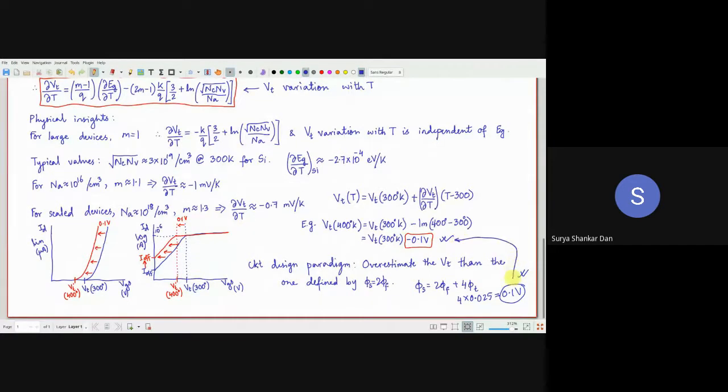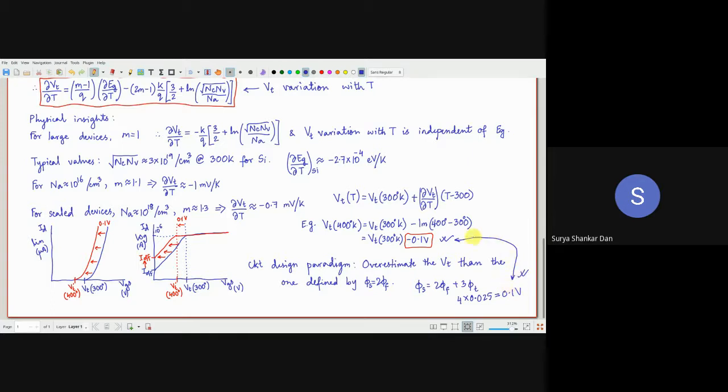Can you connect the dots now? This is very interesting. So here we used to keep 3 to 4 phi_t, such that, if it is a scaled device, how much was the value? 0.7. So if you had taken 3 phi_t here, that will become how much? 0.075. Okay.